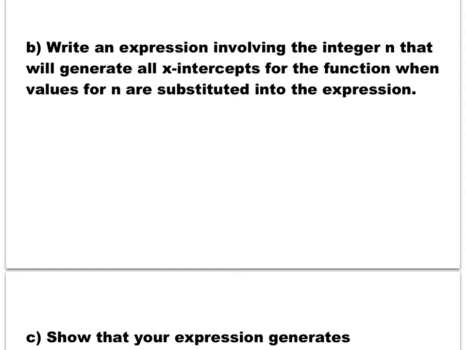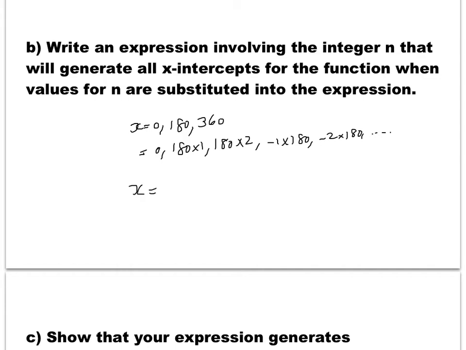The next example says write an expression involving the integer n that will generate all the x-intercepts for the function when the values for n are substituted into the expression. For the first three, we found that these values from the previous example were x is equal to 0, 180, 360. I can write this one as 0, 180 times 1, 180 times 2, and since the sine curve repeats itself in the negative or positive values, I can also write negative 1 times 180, negative 2 times 180, and so forth. So if you look at this pattern, I can write that the values are 180 times n, where n can be either 0, plus or minus 1, plus or minus 2, and so forth.